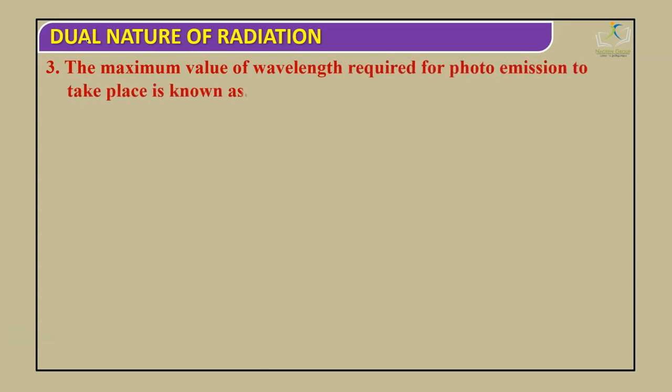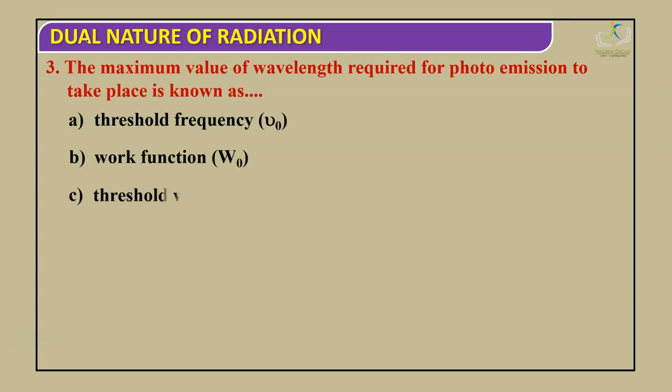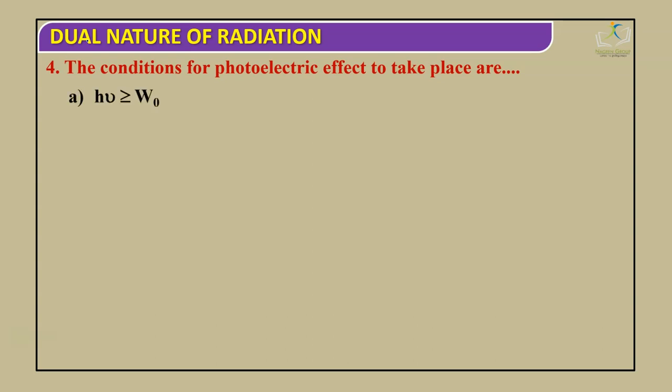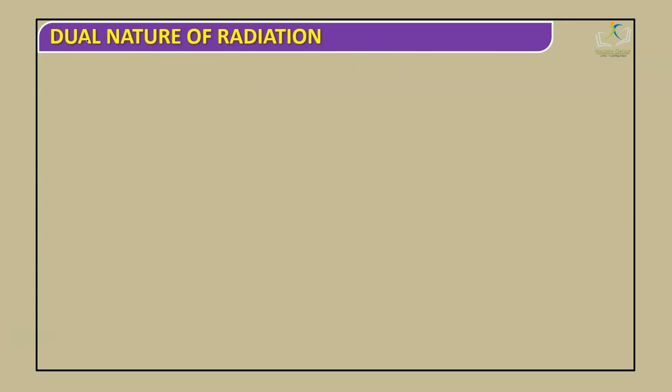Third, the maximum value of wavelength required for photo emission to take place is known as threshold frequency nu naught, work function W naught, threshold wavelength lambda naught, or none of these. The correct answer is threshold wavelength lambda naught. Fourth question: the conditions for the photoelectric effect to take place are h nu naught is greater than or equal to W naught, nu is greater than or equal to nu naught, lambda is less than or equal to lambda naught, or all of these. The correct answer is all of these.